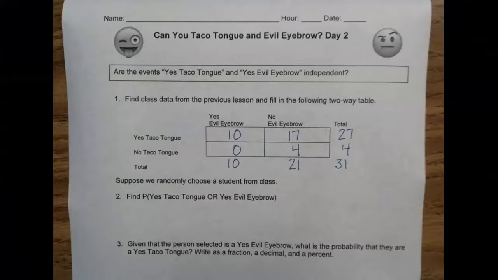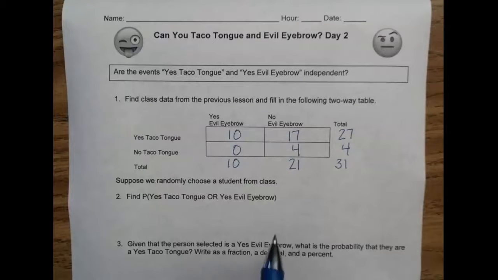Welcome to this video on independent and dependent events. By the end of this video, you should be able to use a two-way table or Venn diagram to model a chance process and calculate probabilities involving two events. You should also be able to calculate and interpret conditional probabilities and determine if two events are independent.